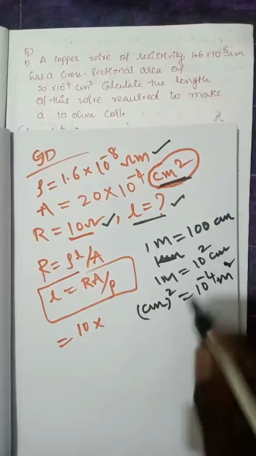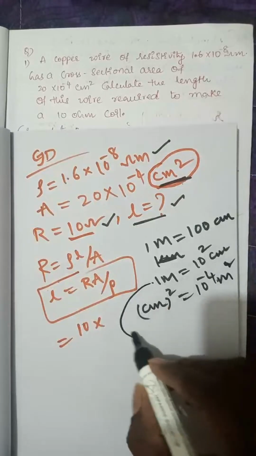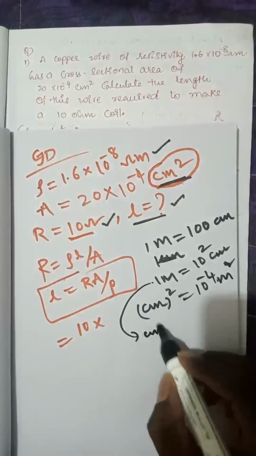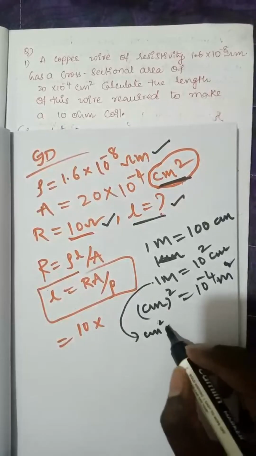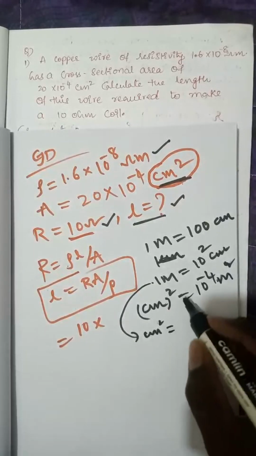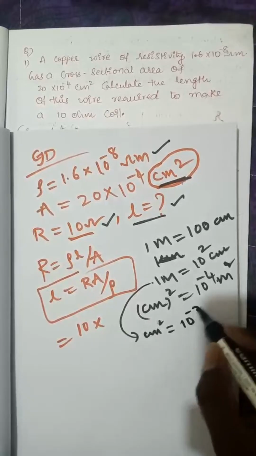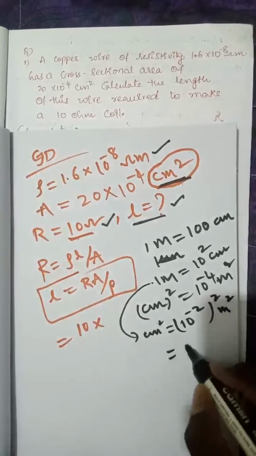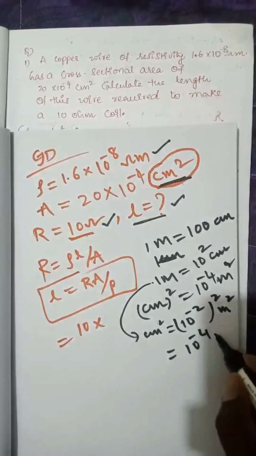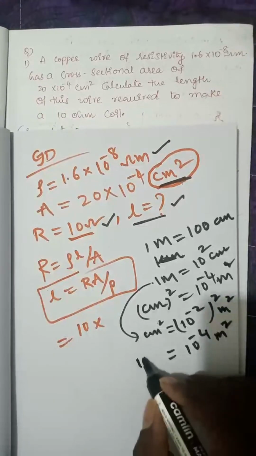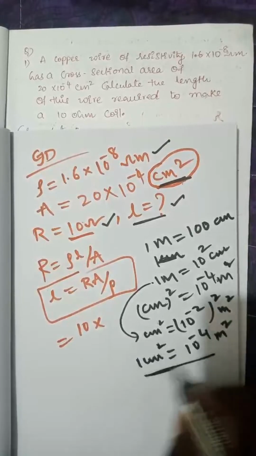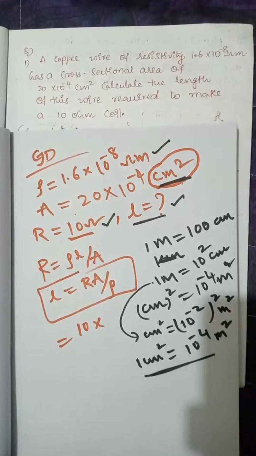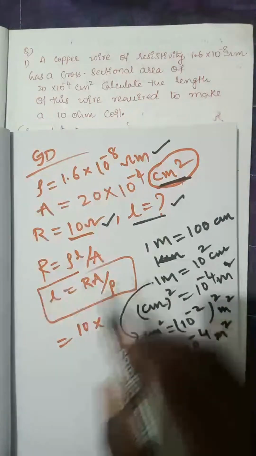Okay, so check once here. From this one I have directly written. So centimeter square we can write like this: 10 power minus 2 whole square meter square. Then you'll get 10 power minus 4 meter square. So 1 centimeter square equals 10 power minus 4 meter square. This one you have to substitute here.